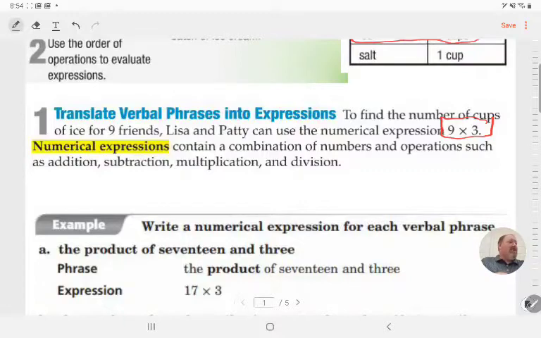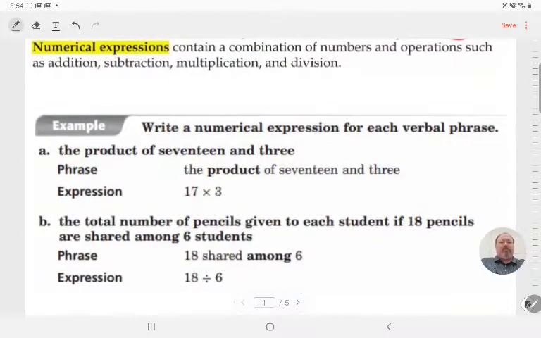And then division, you would have things like among. So if you have the word among, that's going to kind of tell you it's a division problem. And then you have things like the quotient of. Remember, quotient is the answer to a division problem. All right. So we have, write a numerical expression for each verbal phrase. The product of 17 and 3. So the phrase is the product of 17 and 3. Now, product is our key word. That tells us it's going to be multiplication. So then 17 times 3 would be my expression.